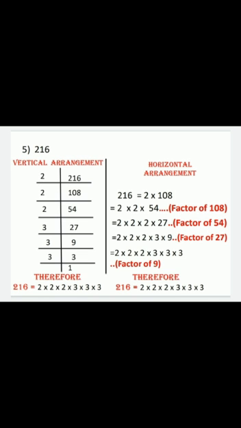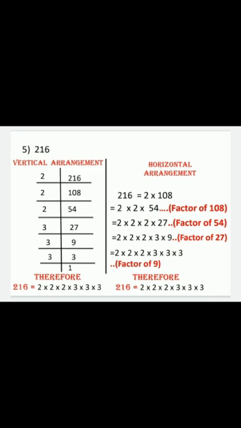The fifth sum, 216. In vertical arrangement, 2 into 108. Then 108, 2 into 54. Then 54, 2 into 27. Then 27, 3 9s are. Then 9, 3 3s are, 3 1s are. So 216 is equal to 2 into 2 into 2 into 3 into 3 into 3.